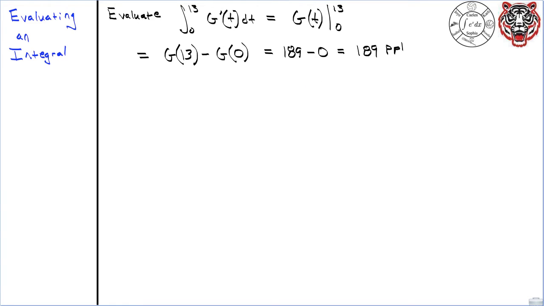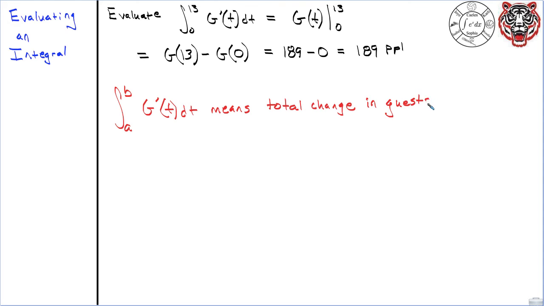All right, so I want to also write this, and this is kind of what Sophia and I were talking about before. The integral from a to b, for some bounds, of g prime of t dt, I guess we need a dt in there too. This means the total change in guests, measured in people, from a to b days.